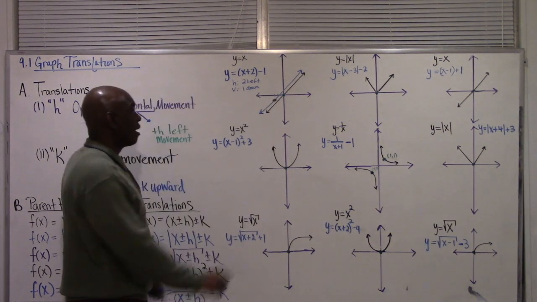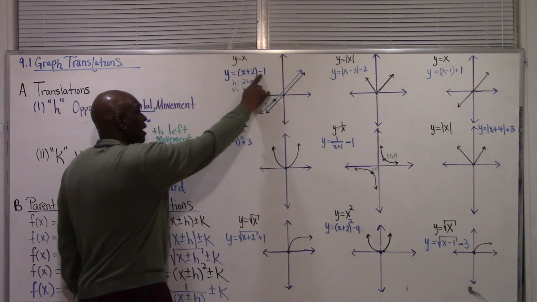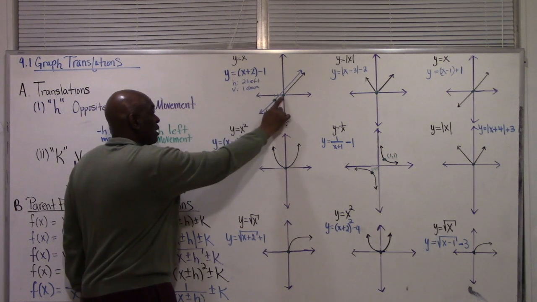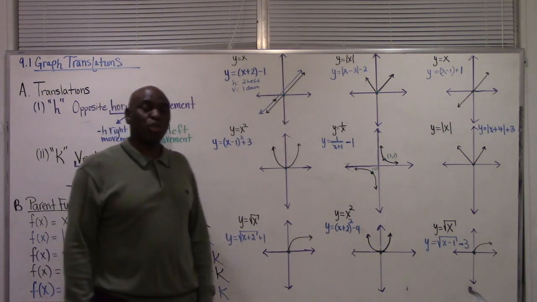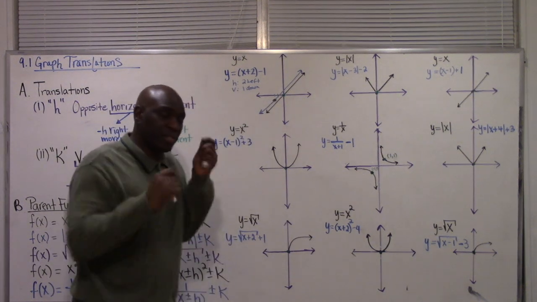See that? This says 2 left, 1 down. Green dot: 2 left, 1, 2, 1 down. That's it. We translated it. We moved it. We shifted it.